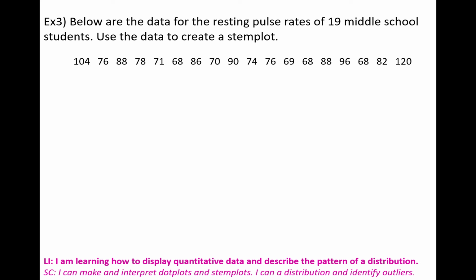1, 2, 3, 4, 5, 6, 7, 8, 9, 10, 11, 12, 13, 14, 15, 16, 17, 18. Whoops, it's 18. Sorry. 18. We're going to use the data to create a stem plot.